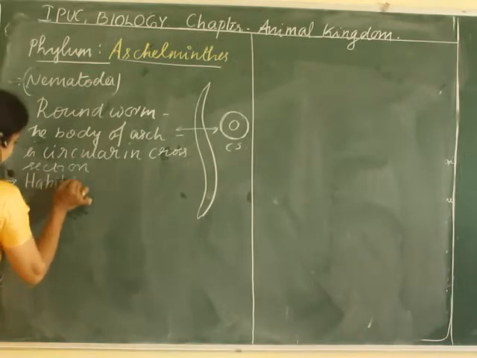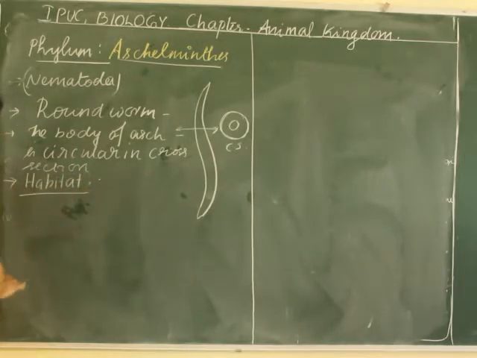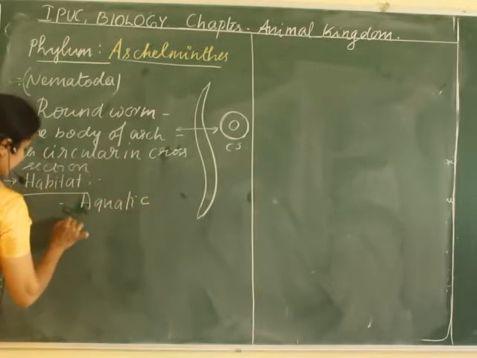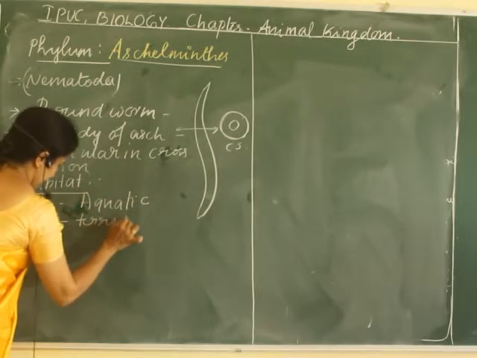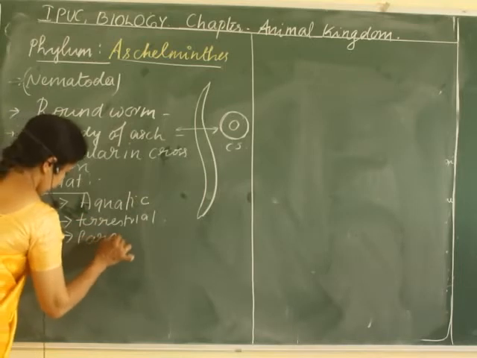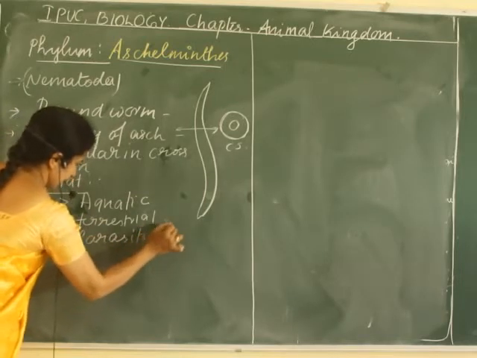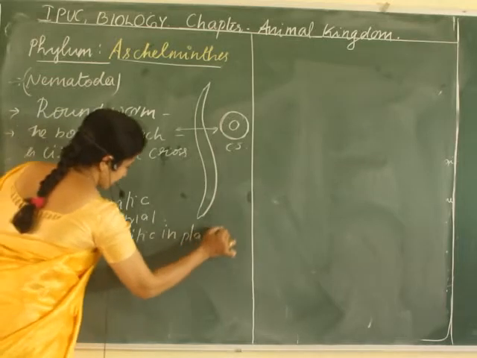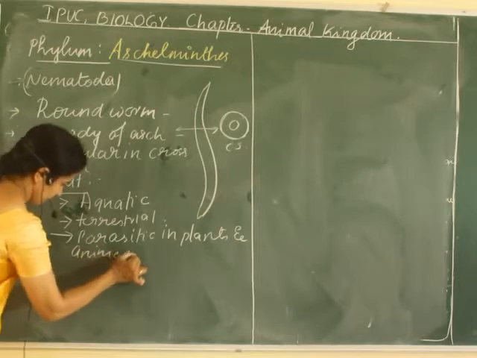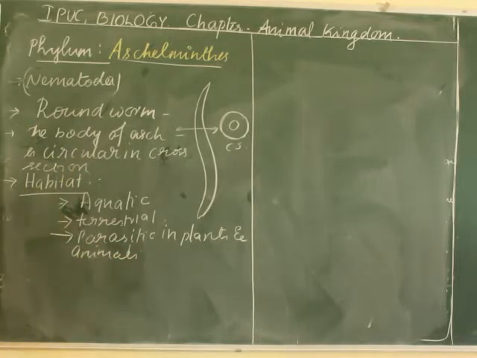Where can it be seen? Which regions? We can see it in aquatic and terrestrial habitats. Aquatic means it is found in water. Terrestrial means found on land. Also, it is not only an aquatic or terrestrial animal, it can also be seen as a parasite in plants as well as animals.